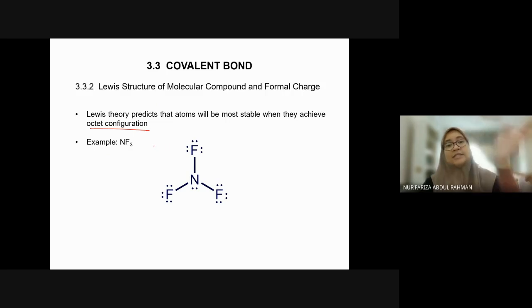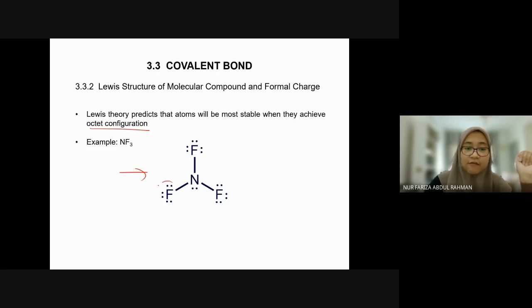Okay, tapi later kita akan cover for that. Okay, normally most of the atoms in the periodic table, they want to achieve the octet configuration. Okay, all right, so let's check for nitrogen trifluoride. Okay, so this is nitrogen trifluoride molecular compound. As you can see, all of them achieve octet configuration.